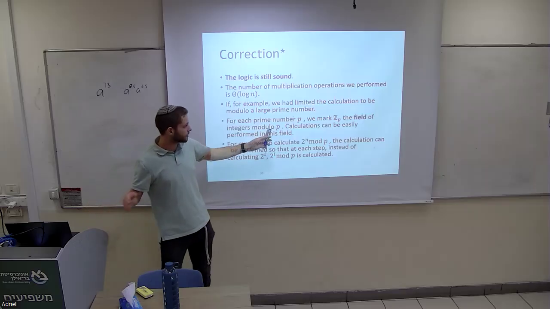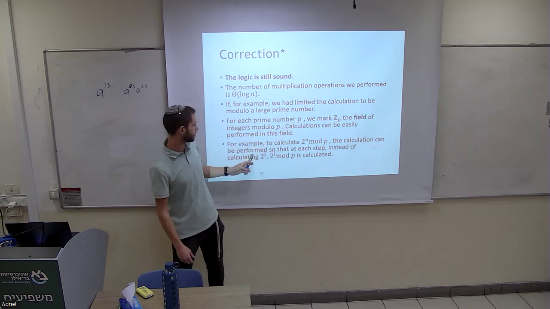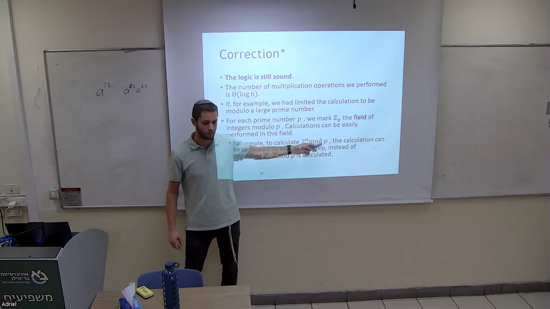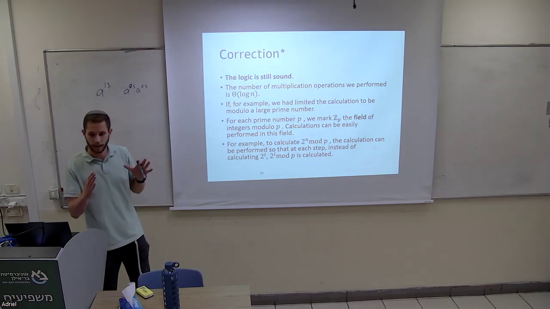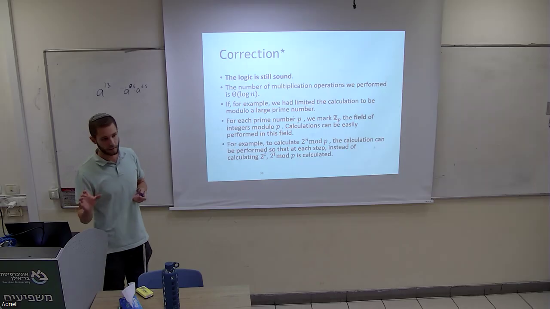Exactly. The problem is that we need to return the mod of the result. Something to the power of something mod a prime number is bound by the log n bits. If p is not prime, then it's not a field. Yeah, but it still works.